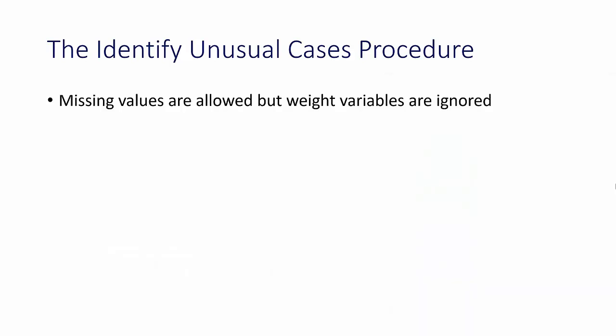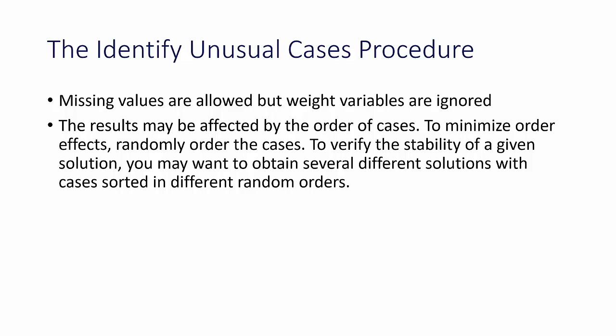A few things to bear in mind. Missing values are allowed as part of the analysis, but any weighting applied by weight variables is effectively ignored. Secondly, the results can be affected by the order of cases. To minimize the order effects, you might want to randomly sort the order of the cases. If you're concerned about the stability of a given solution, you might want to obtain different solutions with the cases sorted in different random orders. This random effect is really an artifact of the cluster analysis that's being performed in the background to create the peer groups, which is a central part of the anomaly detection process.